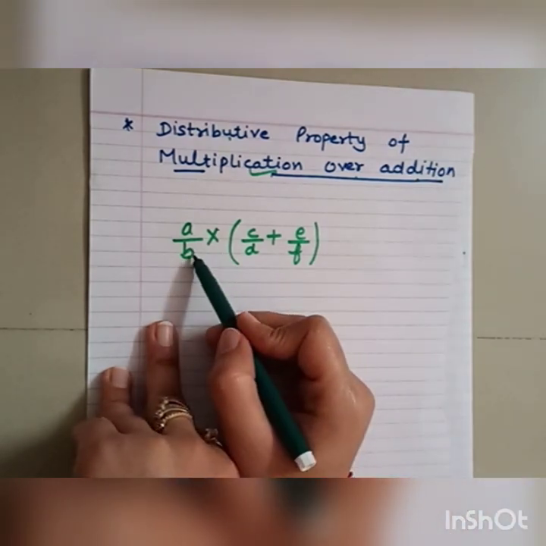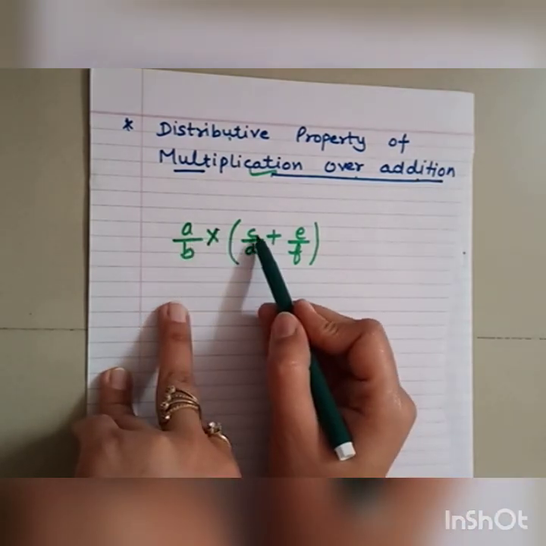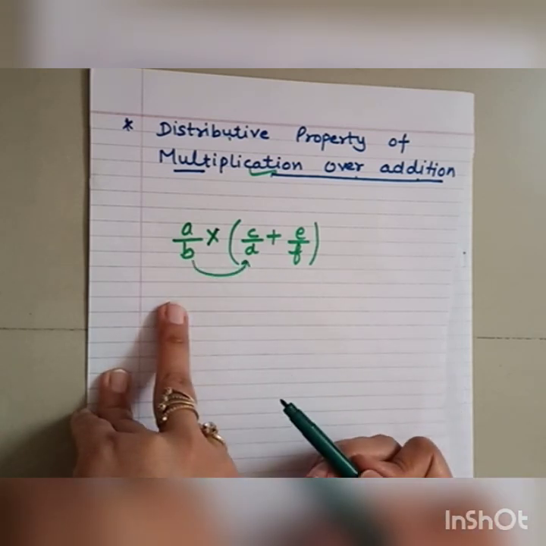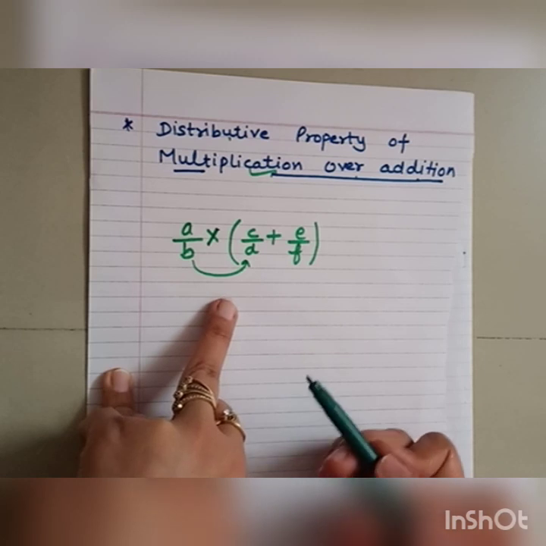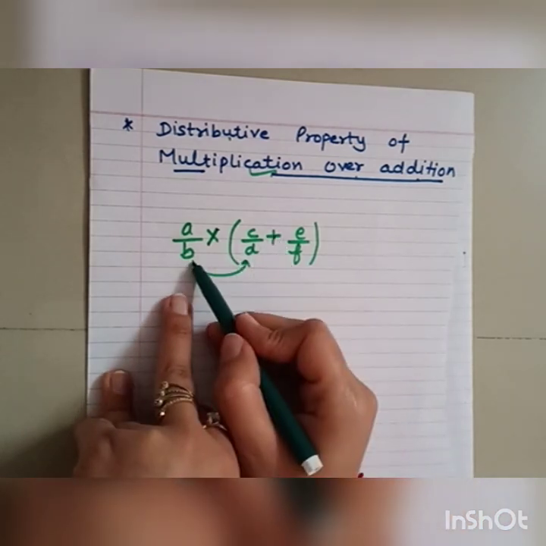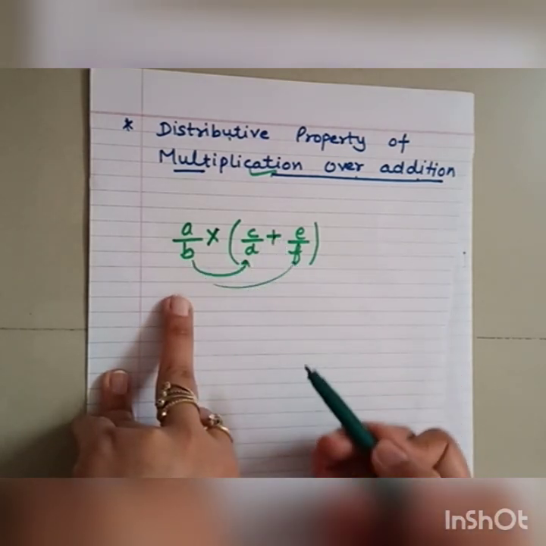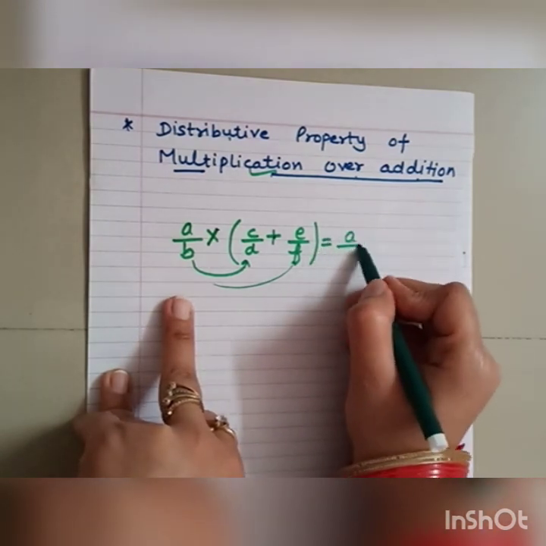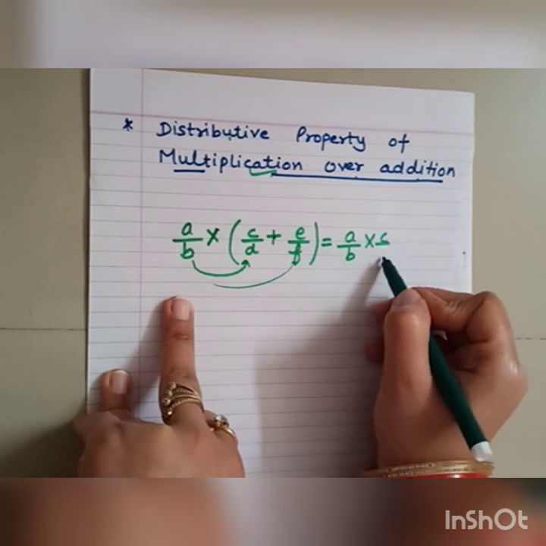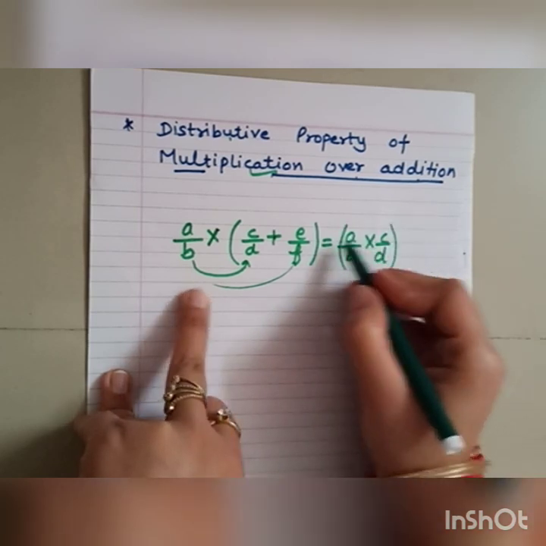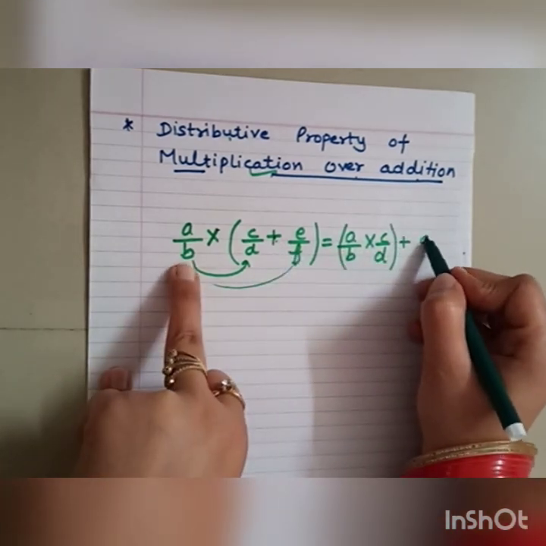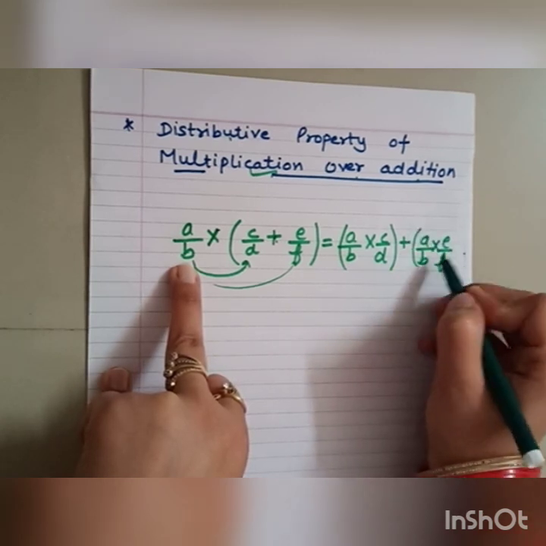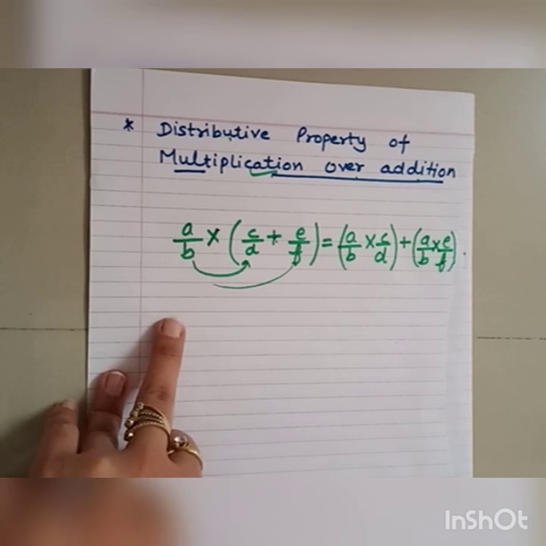Okay, a by b multiplied by c by d plus e by f means a by b with the multiplication sign distributes over c by d, and then addition, and a by b also multiplies with e by f. This is equal to a by b multiplied by c by d, then the positive sign, then a by b also multiplied with e by f. This means multiplication distributes over addition.